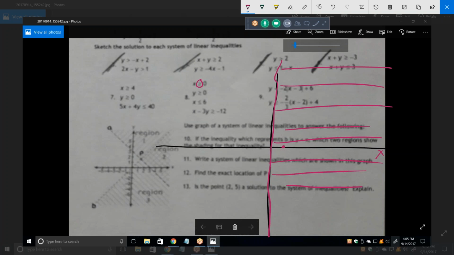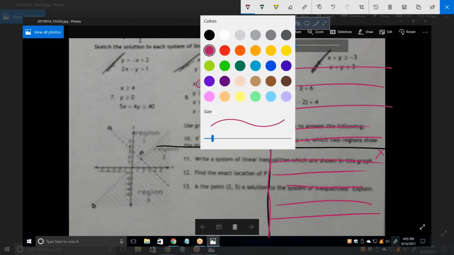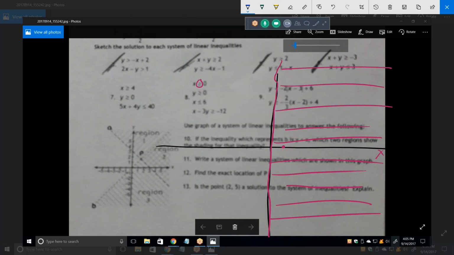Next one. These are simple. You just do them step by step. So, horizontal line at 0, and shade above.